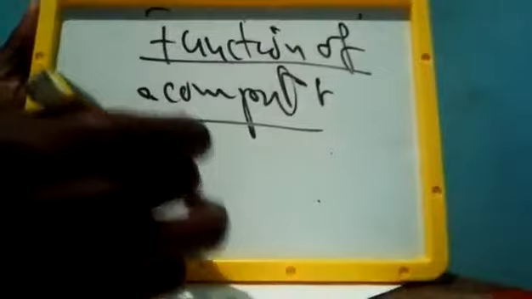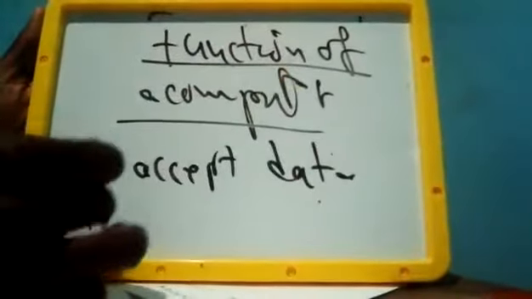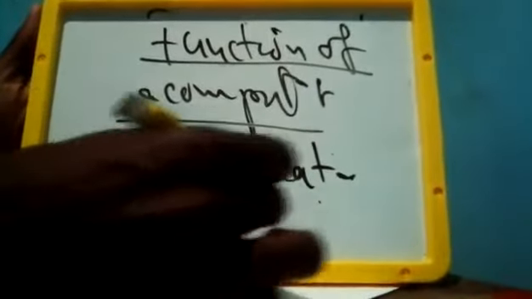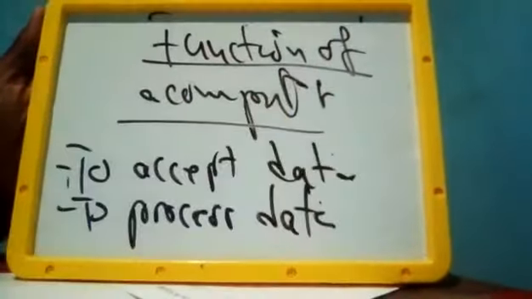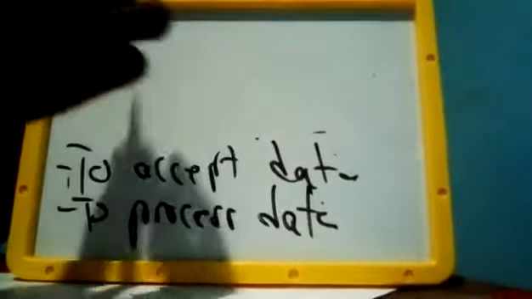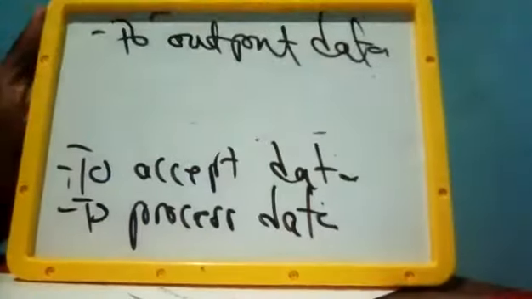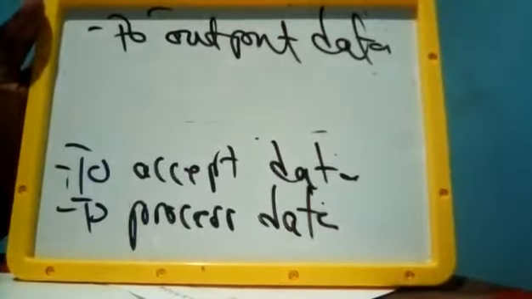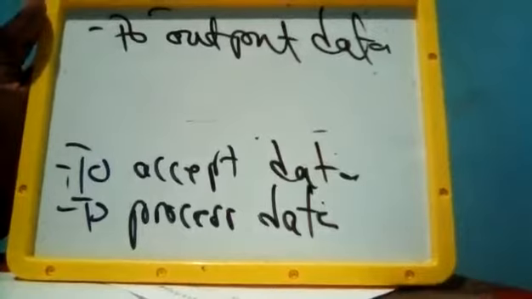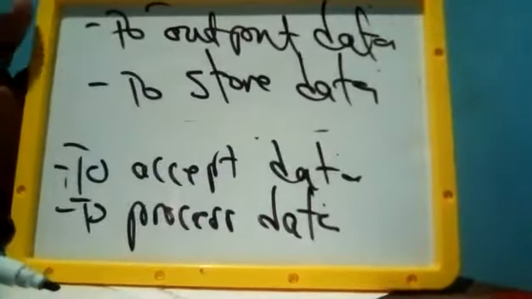Say to accept data. Number two, to process data. Number three, to output data. Apart from that, we can also say to store data. So these are the four main functions of a computer.